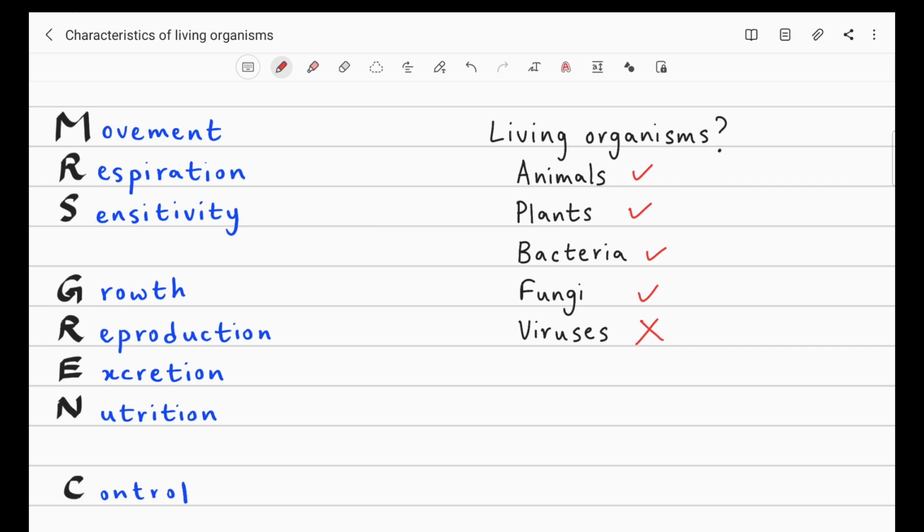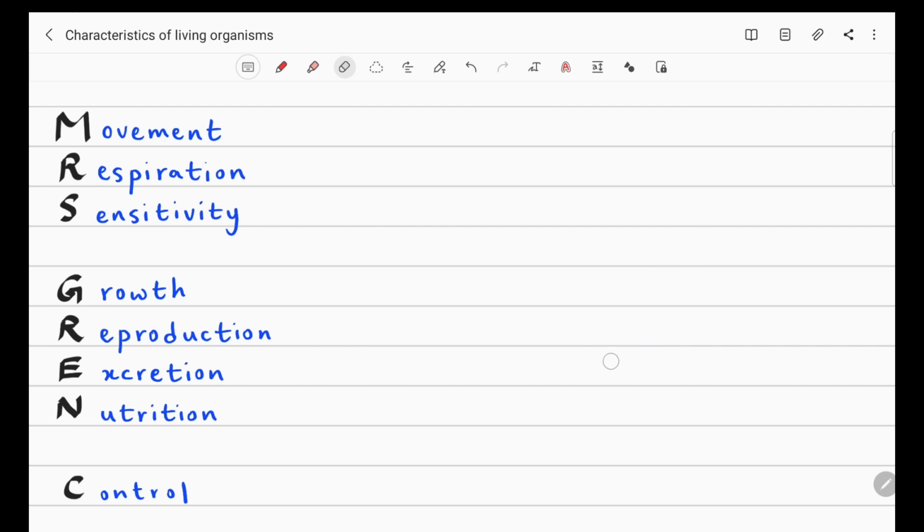So, what is it that classifies these living organisms and differentiates them from non living things? What makes animals, plants, bacteria, and fungi living, and what makes virus non living? That is what today's lesson is going to be about. So, there are basically 8 characteristics of living organisms. These are movement, respiration, sensitivity, growth, reproduction, excretion, nutrition, and control.